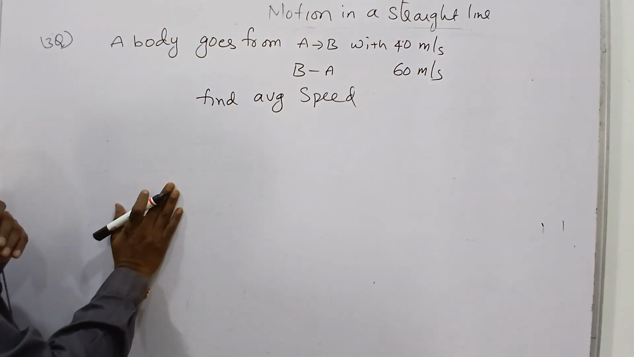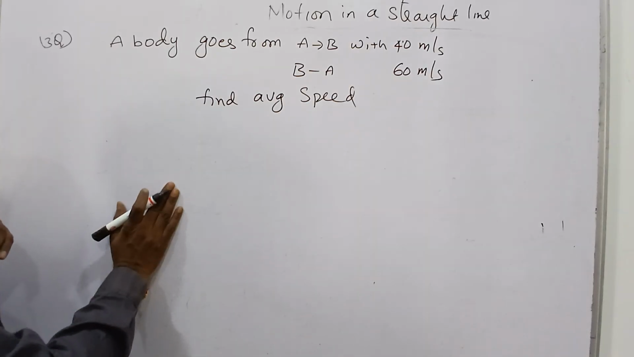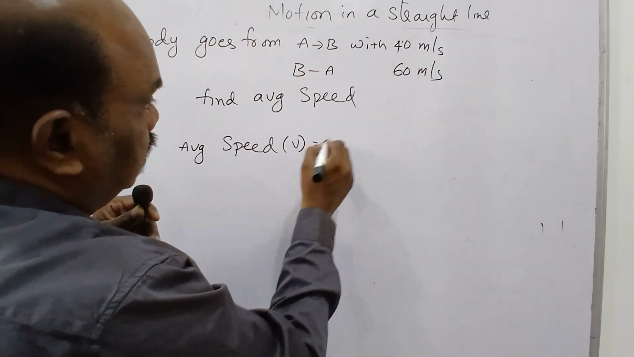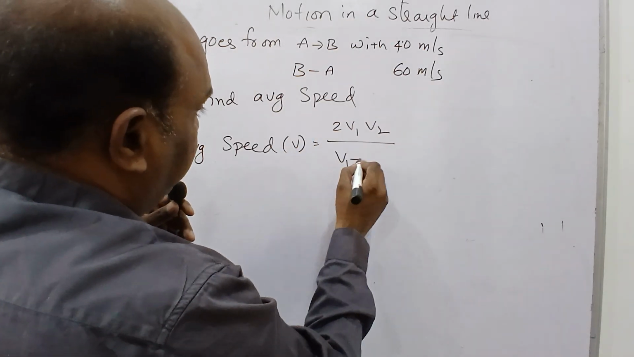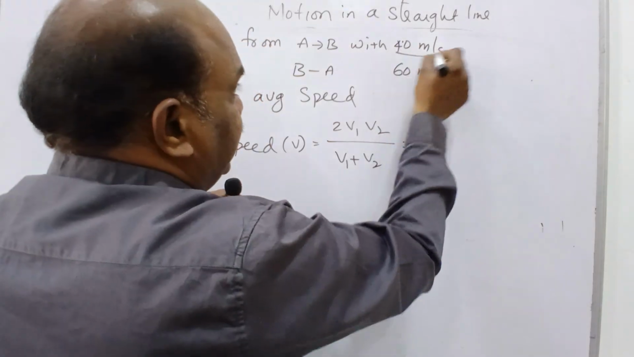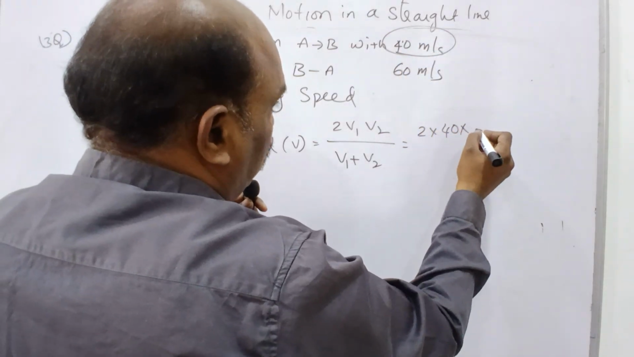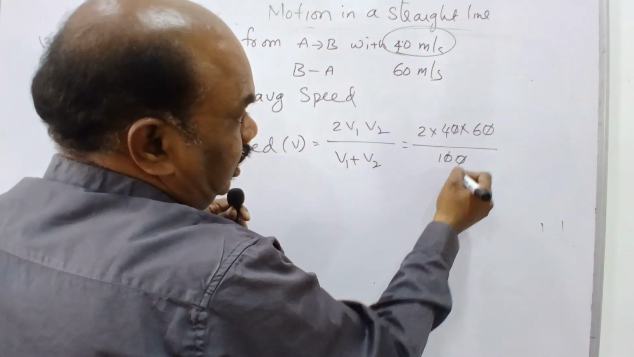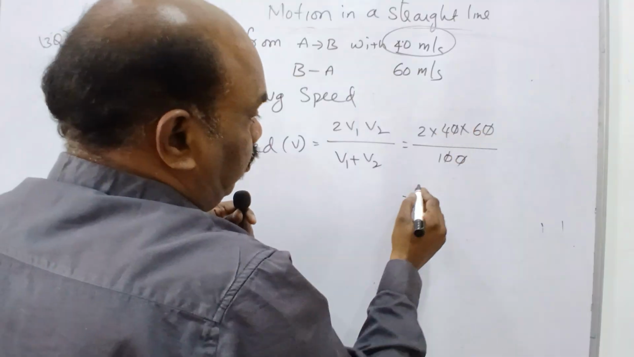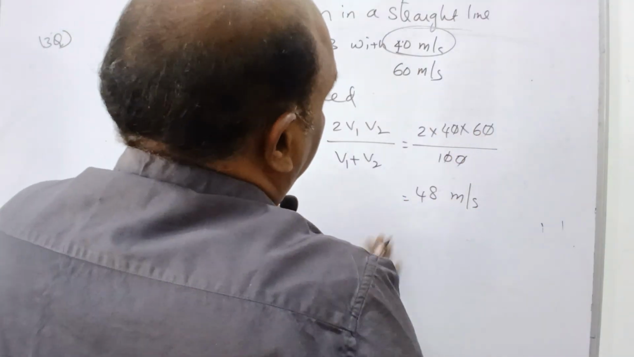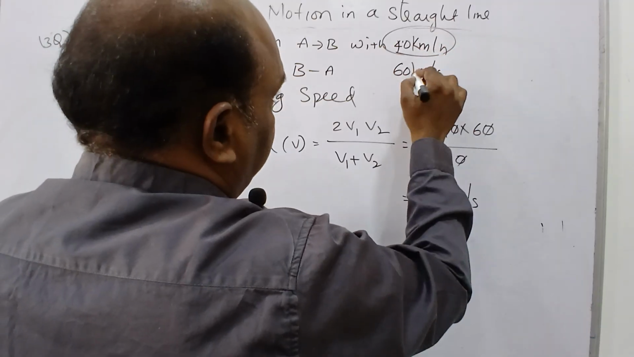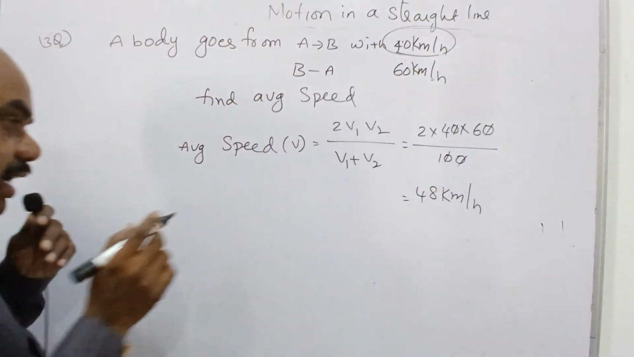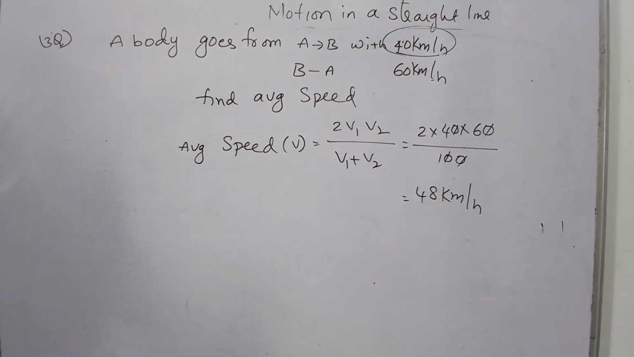You have a doubt, sir, time is not given, how to find? Direct formula, beta. Average speed is equal to 2v1 v2 by v1 plus v2. 2 into, let this be v1, this is v2, 60 by 40 plus 60, 100. Numerator 2 zeros, denominator 2 zeros cancel. 4 2s are 8, 8 6s are 48 meter per second, or you can take kilometer per hour also. Your wish. Whatever units are given, you need to put the same units here. 48 kilometer per hour is the average speed of the boy.